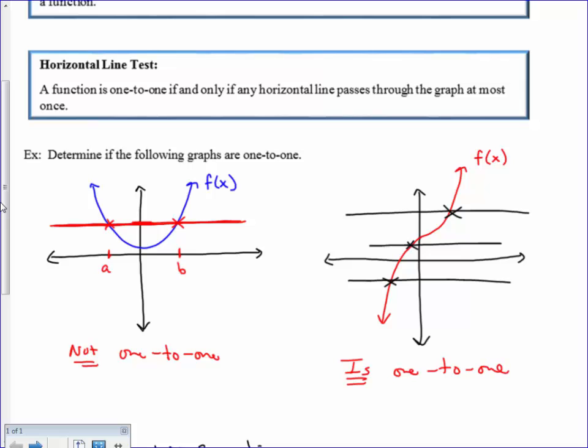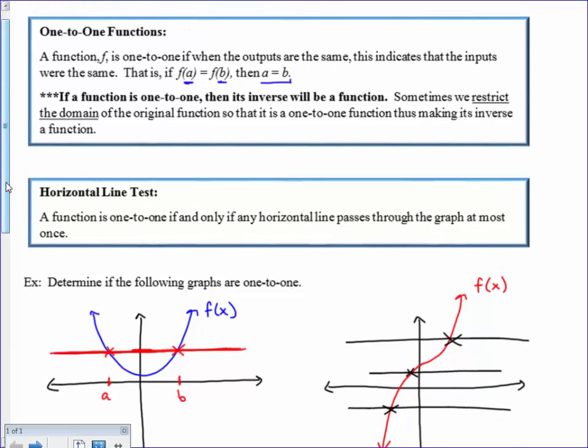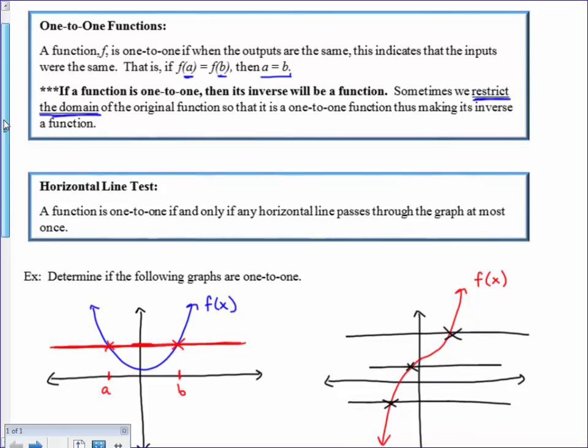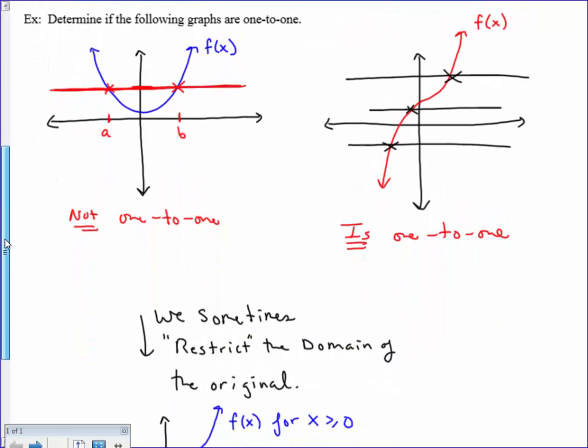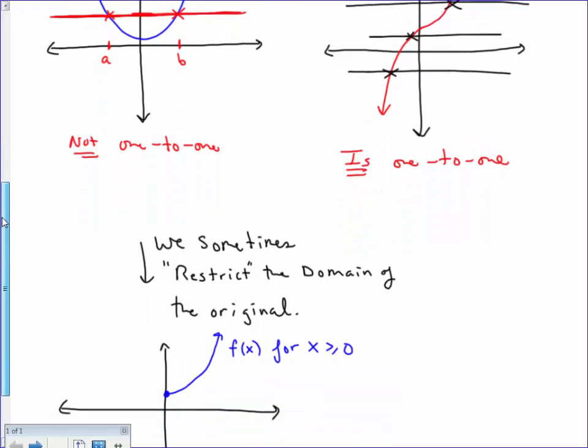We mentioned in the definition that sometimes if we have an original that is not one-to-one, then to create an inverse that's a function, we sometimes restrict the domain of the original. And I want to show you what I'm talking about here. Think about this first example that I had in blue that looks like a parabola. It's not one-to-one, and so if I took and found its inverse, the inverse wouldn't be a function.